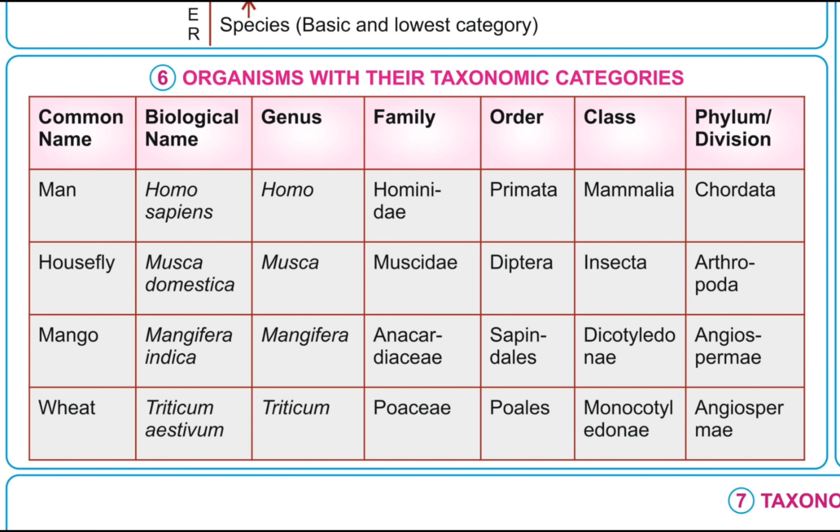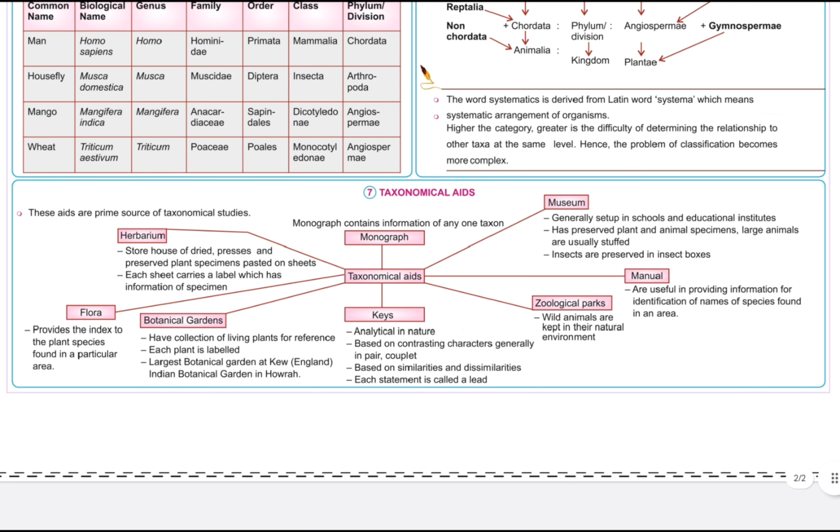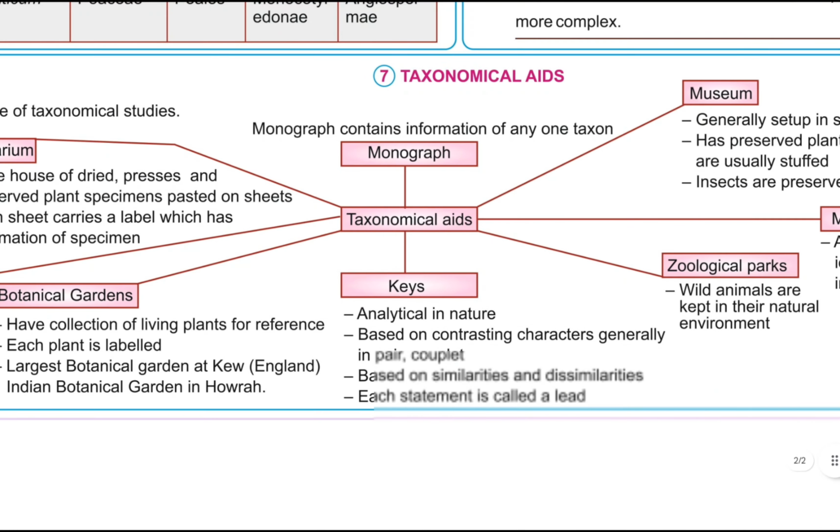Housefly, Musca domestica, Musca, Muscidae, Diptera, Insecta, Arthropoda. Mango, Mangifera indica, Mangifera, Anacardiaceae, Sapindales, Dicotyledonae, Angiospermae. Wheat, Triticum aestivum, Triticum, Poaceae, Poales, Monocotyledonae, Angiospermae. Taxonomical aids. These aids are the prime source of taxonomical studies. Monograph: contains information of any one taxon.